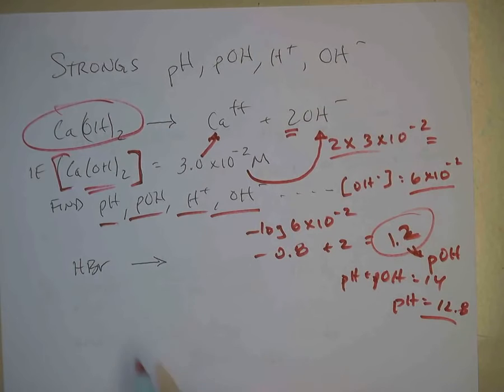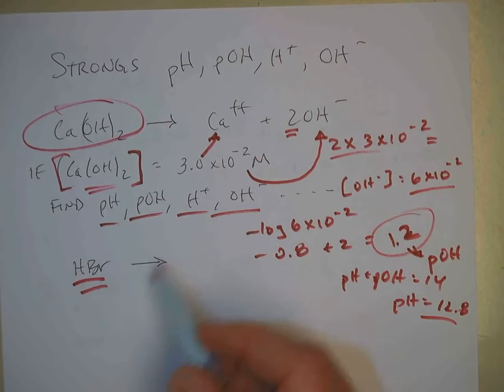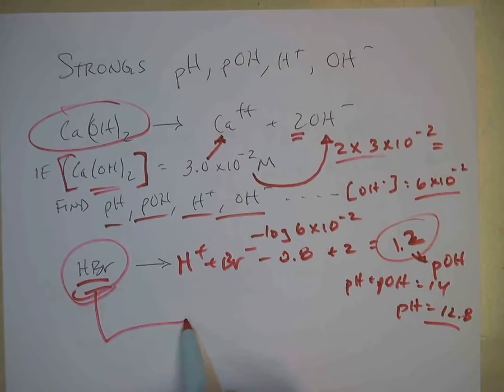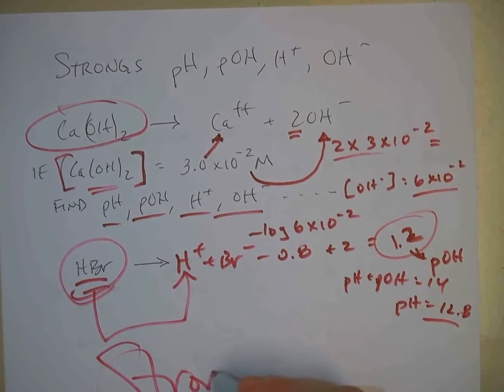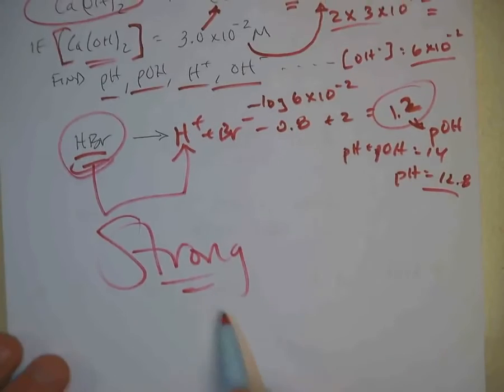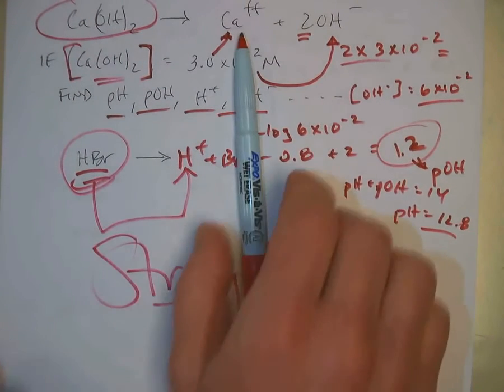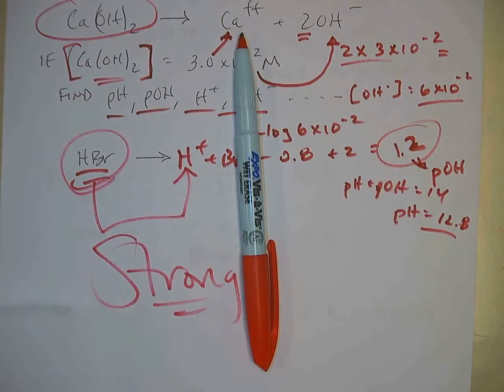You do the same thing with HBr or any other strong acid, knowing that the H plus ion concentration is the concentration of the acid. It's a 1-to-1 ratio, and since it's a strong, and that's the key word, since it's a strong acid or base, whatever the concentration of that acid or base is, moves right over to its ions. So know the definition of strong.